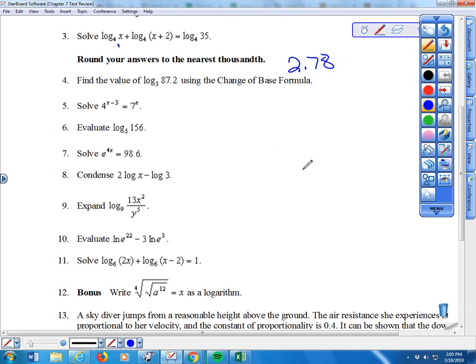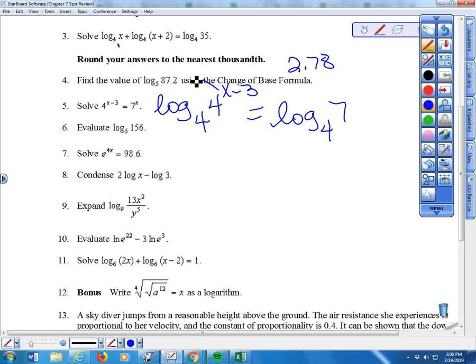All right, number 5. Solve, and these have different bases. So what I can do is what? Exponentiate both sides? Is that what you guys did? Or did you take the log of both sides? So what I would do then is maybe take log base 4 of both sides: log base 4 of 4 to the x minus 3 equals log base 4 of 7. I can't change the base on one side. It has to be the same base on both. I'm going to take the log of both.